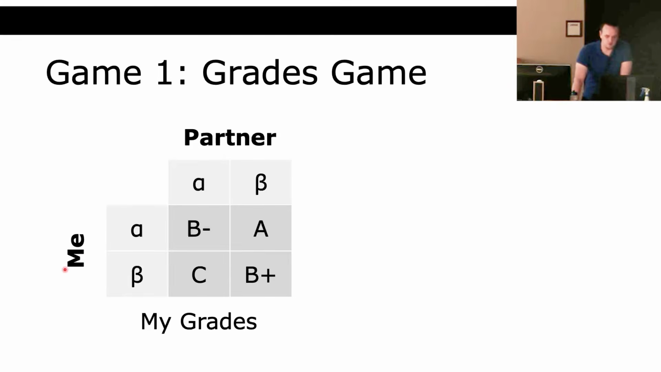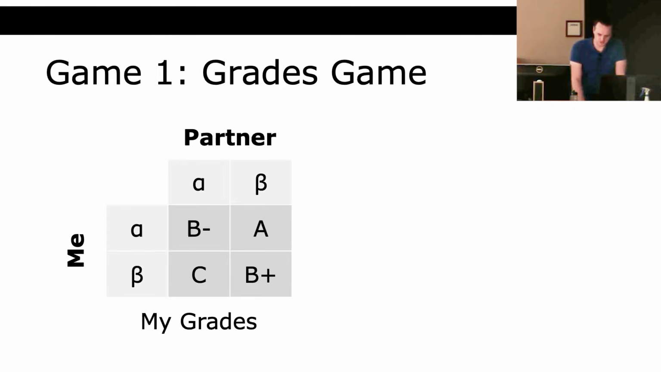So over here, I have my decisions on the left, and up here, I have my partner's decisions on the top. And here is the outcome if we both make these choices, right? So if I choose alpha, they choose alpha, B minus. If I choose alpha, they choose beta, A. If I choose beta, they choose alpha, C. And if I choose beta and they choose beta, B plus, right? So you can instantly see how much easier it is to parse this information. Even my eyes don't have to move as much to parse this information. So it's a good idea to write things down as compactly and efficiently as you can to help you really understand the problem a bit more.